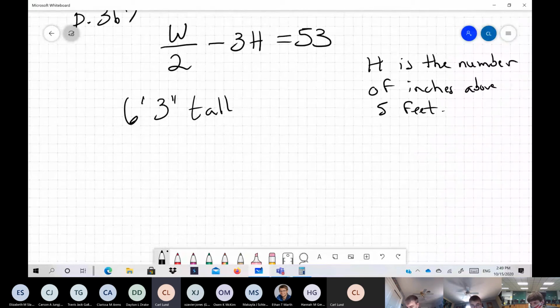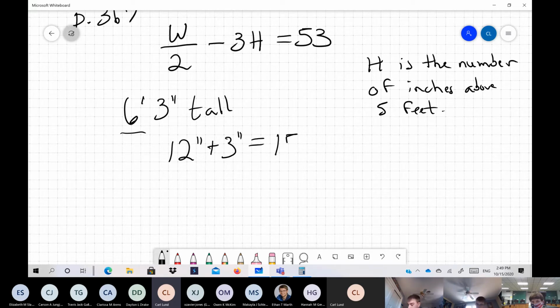The first thing we need to do is find H. H is the number of inches above 5 feet. So 6 feet 3 inches tall. 6 feet is 12 inches above 5 feet. And then we have 3 inches more. So someone who is 6 feet 3 inches tall is going to be 15 inches above 5 feet tall. So H here will equal 15. And that is something we often have to do for a formula like this. Sometimes they'll tell you what to do, and sometimes we'll have to do a little arithmetic to get there.